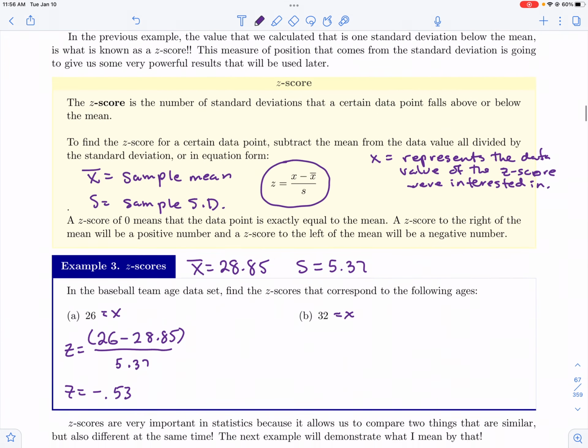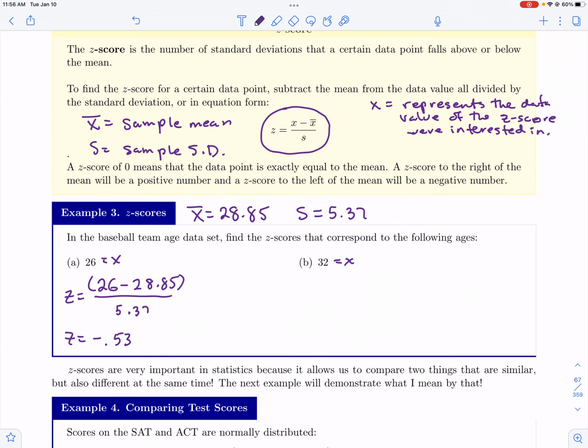All right, so let's take a look at our x equals 32, and again we're going to do the same thing. So z equals 32 minus our mean divided by our standard deviation of 5.37. So again, type this in the calculator: 32 minus 28.85, divided by 5.37. And with this one we got 0.59, it looks like. And with z-scores, the typical rounding is always 2 decimal places.